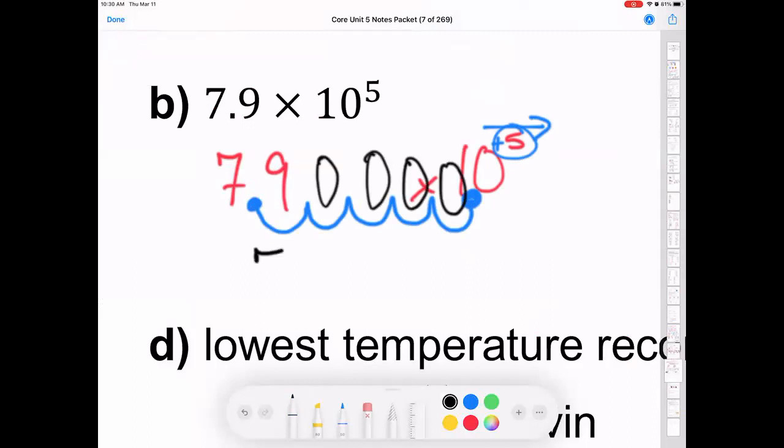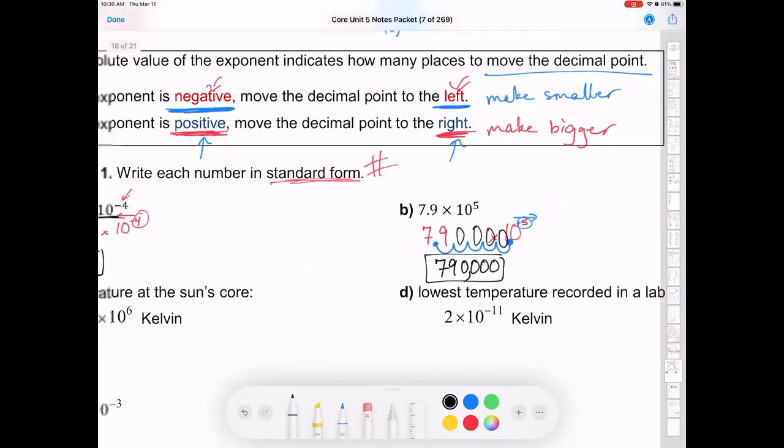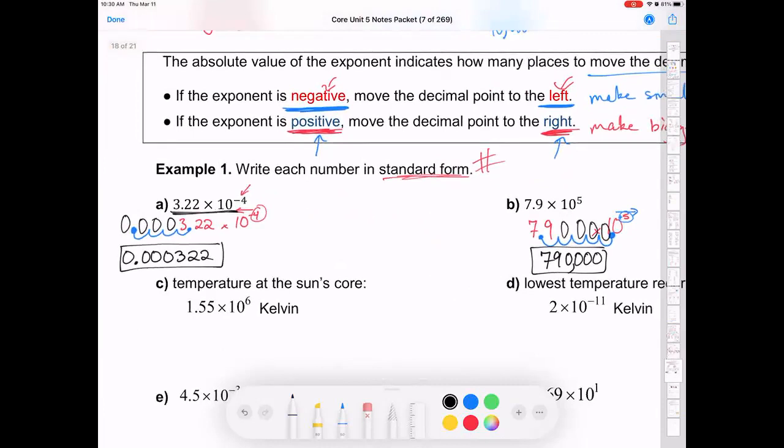So it looks like this number comes out to be 790,000. Again, commas usually help at this point, help distinguish what it is. So 790,000. All right. And that would be our solution there. Now, between A and B, that's really mostly it, guys. You're just moving decimal places for today. Go ahead, pause the video. Feel free to ask if you guys have any questions at all.